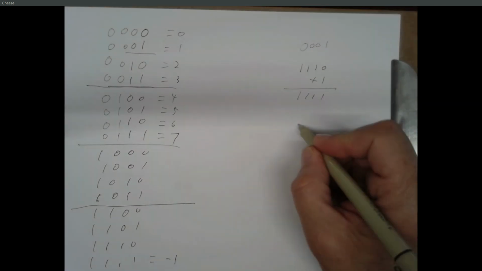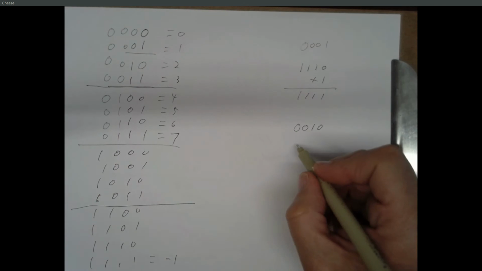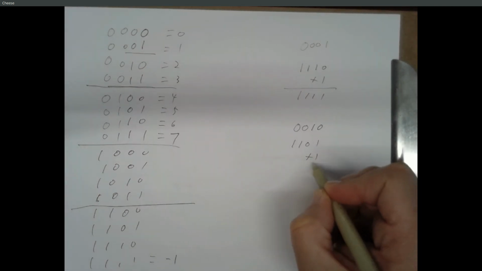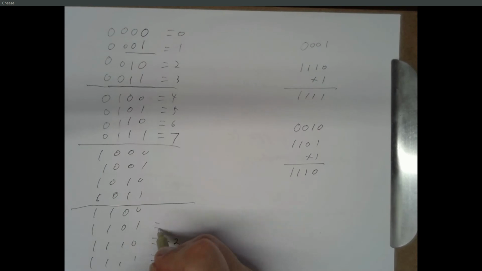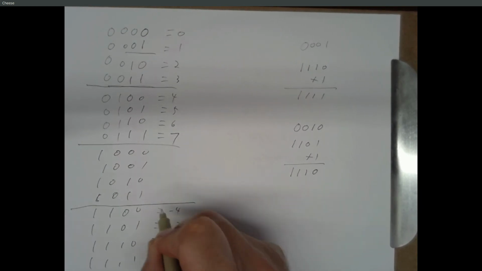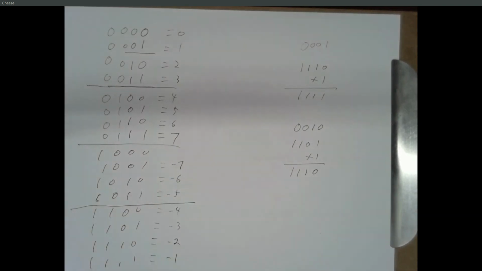All right, what about -2? So here's the number 2. Complement it, add 1, 1, 1, 1, 0. Hey, that's right down here. So what would you guess this is? Good guess. What's going on with this last number, 1000?